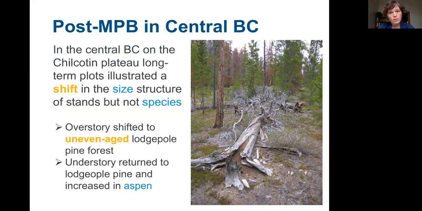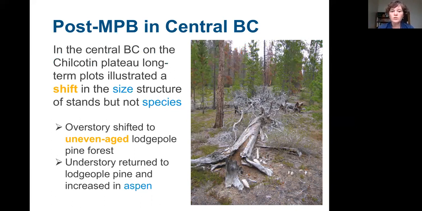So I'm going to talk a little bit about what's happened after bark beetle outbreaks in some other areas of Western North America. I've done a lot of research in British Columbia and Alberta, and I'm going to talk about some of that research now. In the central part of BC, in a place called the Chilcotin Plateau, we have a number of long-term plots that were established in the 1970s and measured periodically through different bark beetle outbreaks. What these plots have really illustrated is that repeated mountain pine beetle outbreaks have shifted the size of the trees in the forest, because bark beetles are killing the larger and older trees, but not the species.